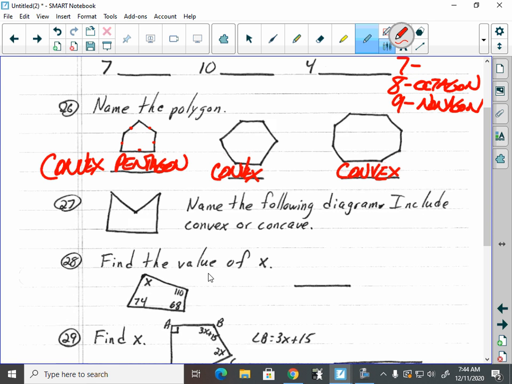Find the value of x. Hey, we just finished doing this. They add up to 360. So x plus 110 plus 74 plus 68 has to equal 360. A triangle adds up to 180. A square or four-sided figure, a quadrilateral. I just ruined an answer. Quadrilateral. Adds up to 360.